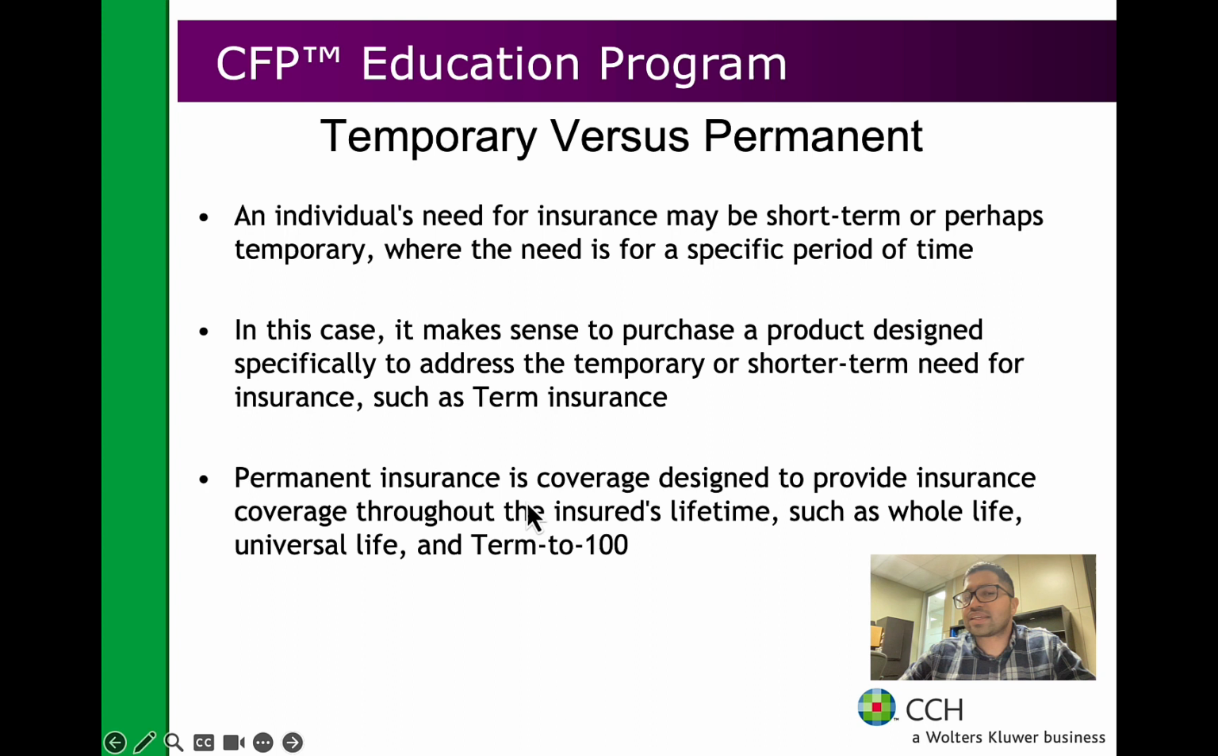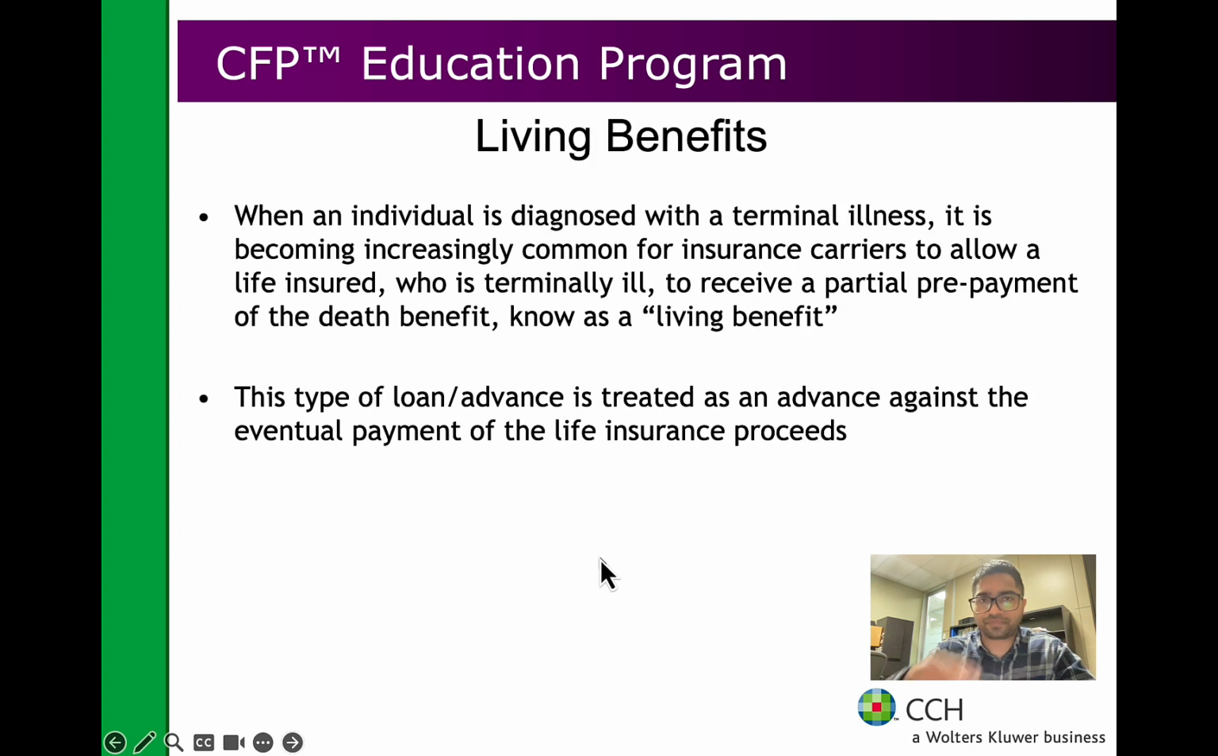Permanent insurance is the reverse of that. It is coverage designed to provide insurance coverage throughout the insured's lifetime. So whenever death happens, the payment will occur, such as whole life policies, universal policies, and term to 100 policies, which we'll discuss next. Now in an insurance contract, you might also have some living benefits.